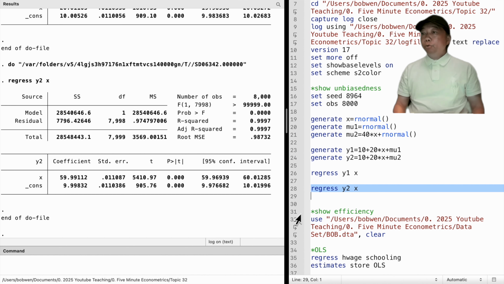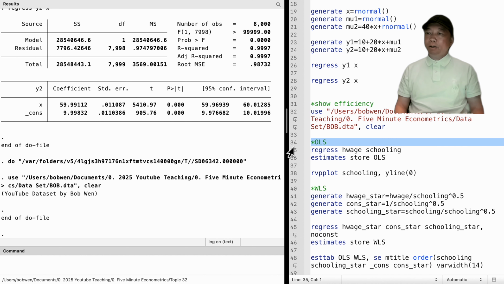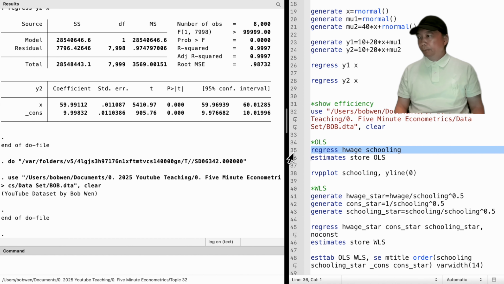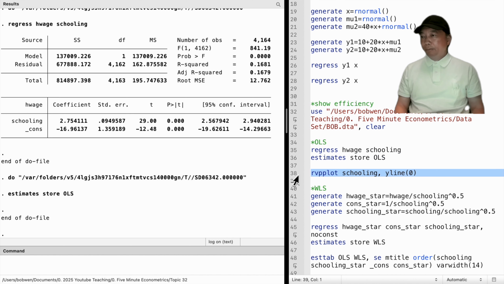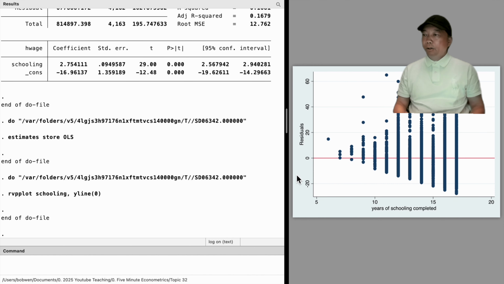Next, we use real-life data to verify that the variance of the OLS estimate will not be the smallest if the homoscedasticity assumption is not satisfied. Here is the sample for the US workers collected in 2017. We have used this sample before. We regress their hourly wages on the years of schooling. The graph of the residuals versus predicted values shows heteroscedasticity, indicating that the homoscedasticity assumption is not met.